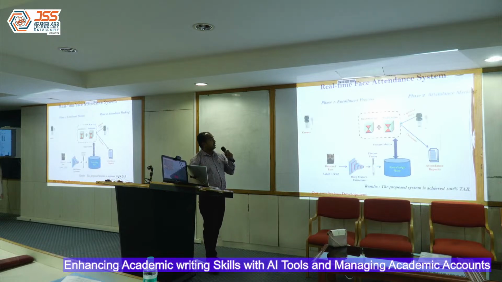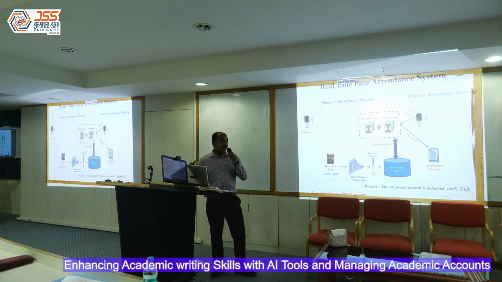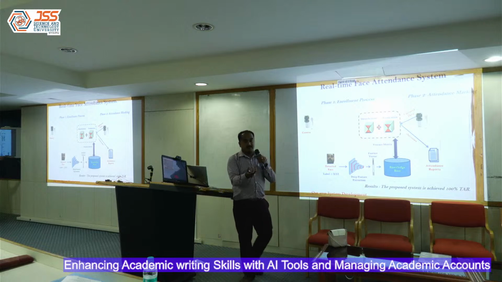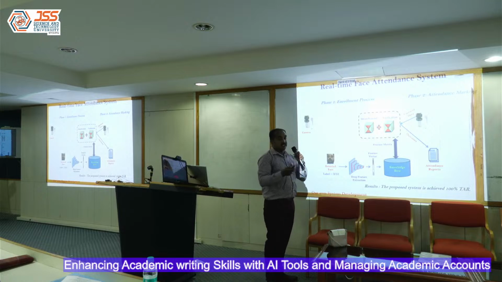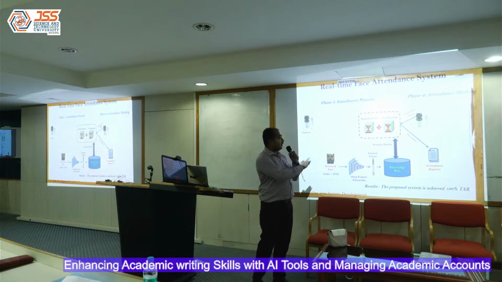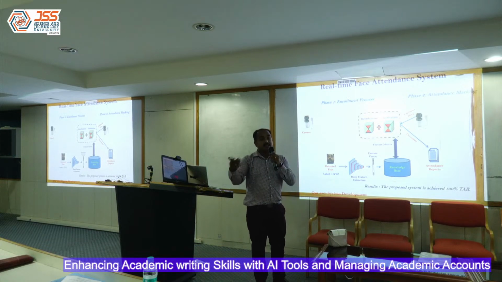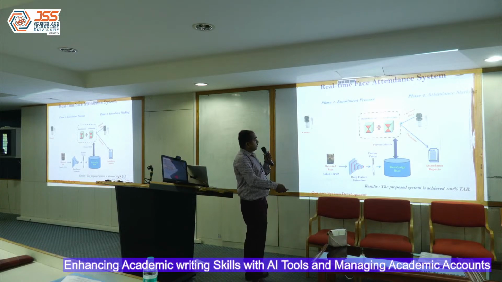Here is the architecture. In this architecture, we have 2 phases. The first one is the enrollment phase, and the other one is the attendance marking phase. In the enrollment phase, we train the system on who the person is. In attendance marking, we mark the attendance after looking at the face of the student or person, using the already existing data of that person.